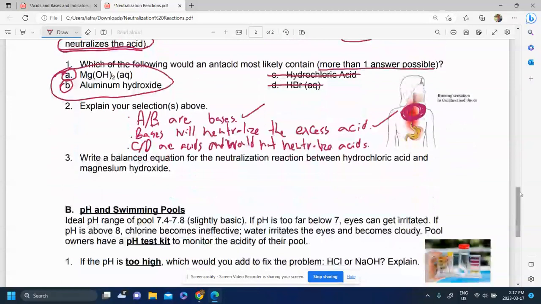We're almost done. We have one more problem here. Write a balanced equation for the neutralization between hydrochloric acid and magnesium hydroxide. So we're practicing what would happen if you were to take a tablet or an antacid that contained Mg(OH)2. So we have Mg(OH)2 aqueous. You take a pill that has that stuff in it. It's going to react with the HCl in your esophagus.